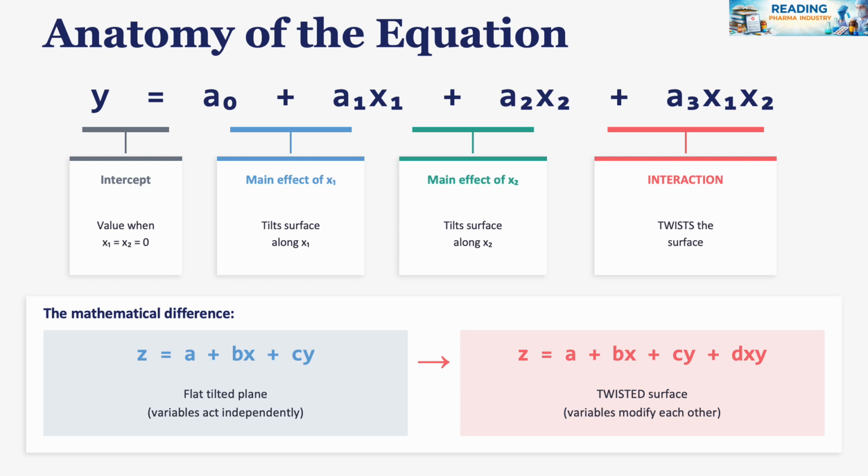The equation has four terms. A0 is the baseline. A1 x1 tilts the surface along x1. A2 x2 tilts it along x2. So far that is just a flat tilted plane, just like z equals a plus bx plus cy. The fourth term, a3 x1 x2, is the interaction. It twists the plane into a curved surface. So that single term is the entire difference between a flat plane and a twisted surface.